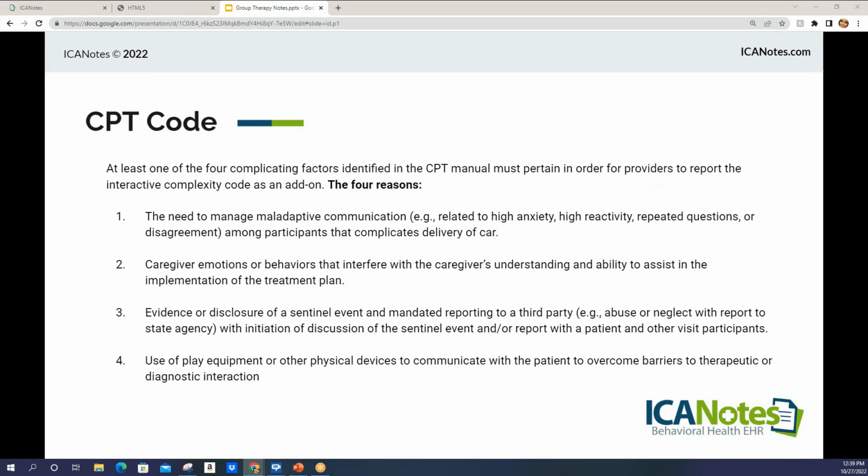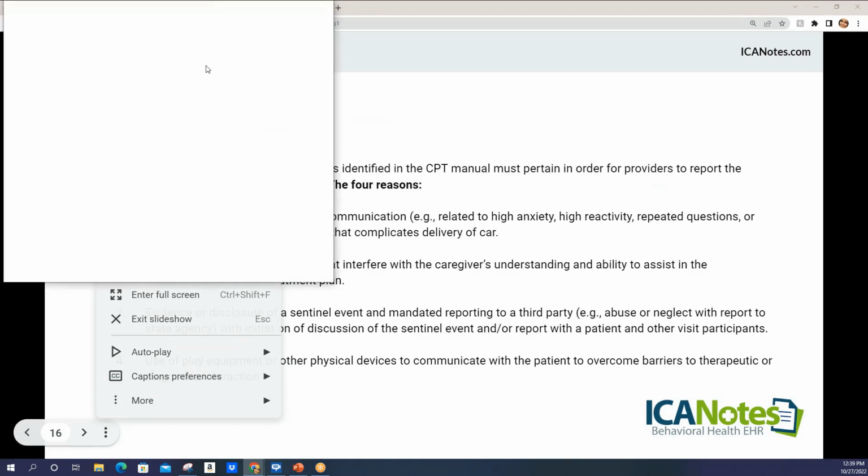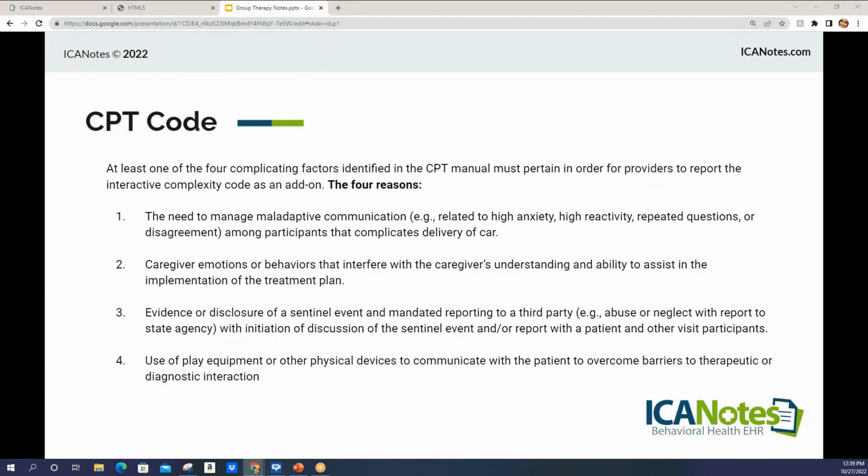I don't think anybody here bills, and what I'm hearing is, CPT codes for interactive complexity, because you hear of that more for when you're doing individual sessions, right? And add-on codes, they've always got to be reported in conjunction with an appropriate primary service code. You can never use this as a standalone code, right?